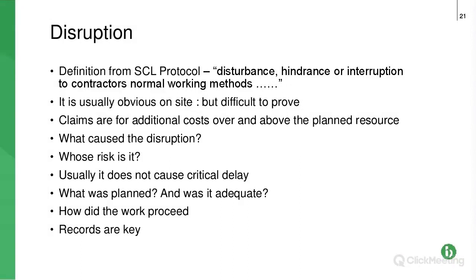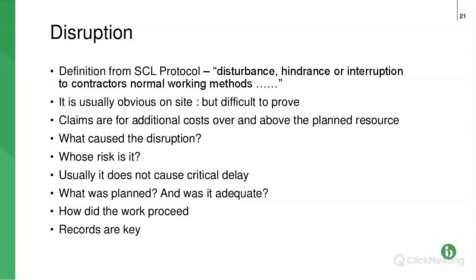It's defined in the SCL protocol as disturbance, hindrance or interruption to the contractor's normal working methods. Now the 2, 4, 6 bullet point down is one of the key ones, because it says usually it doesn't cause critical delay, and that's often the way we distinguish it. If you've got critical delay, something that has caused delay to the completion date, it is delay. Usually anything else is disruption.